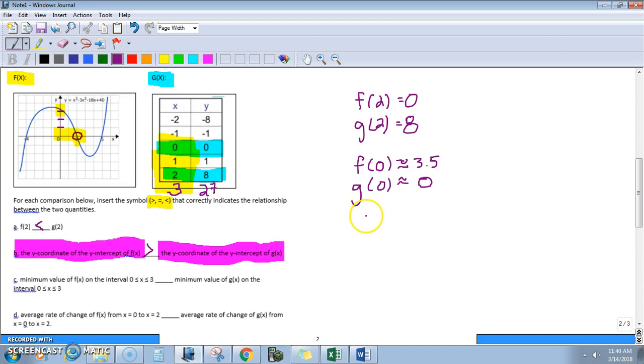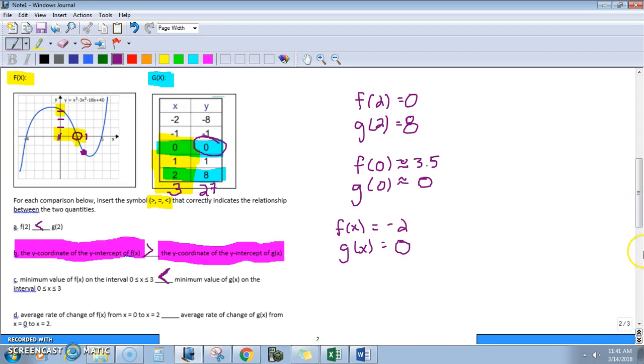So the minimum value of f of x on the interval from 0 to 3. So on the graph from 0 to 3, the lowest point is going to be here, right? That's the lowest point, only between those values 0 and 3, and that is -2. Okay, so for f of x, that is -2. And for g of x, the minimum value is going to be 0, right? 0. So in this case, f of x is smaller, so we'll do that.